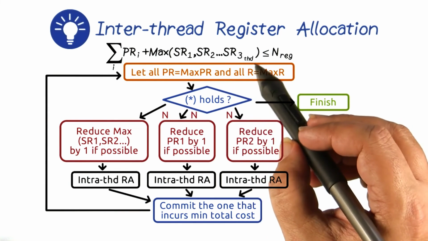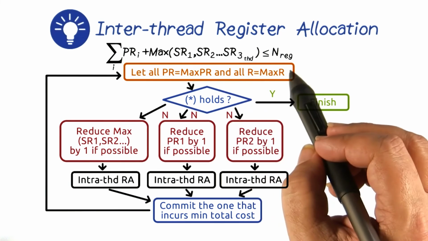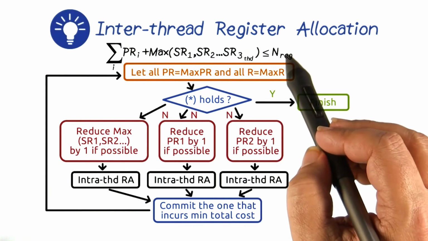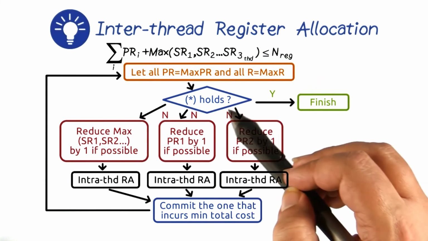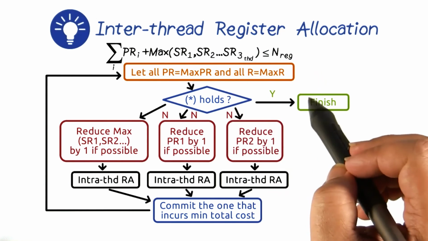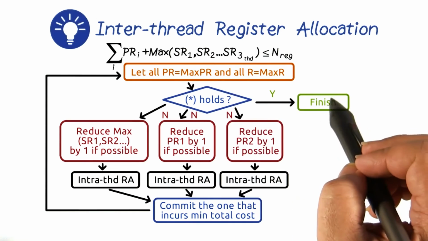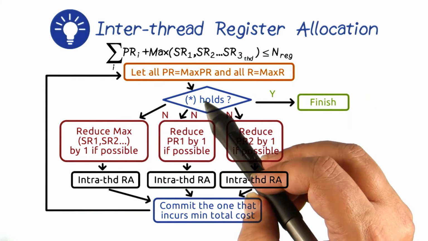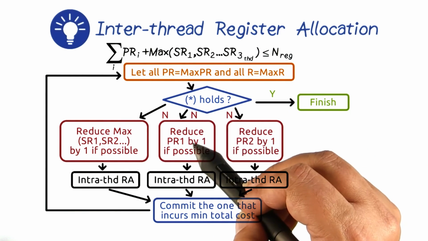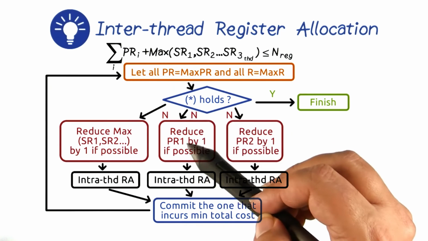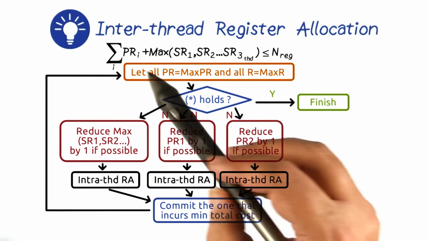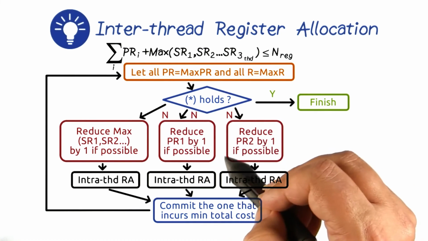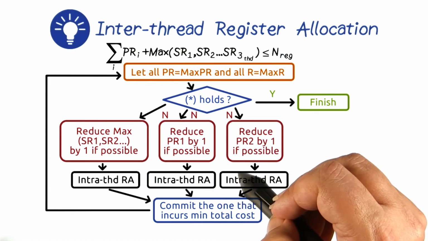So we start with the maximum number of private registers and then that of shared registers, and then we calculate this particular entity. Does this particular entity hold? If it automatically meets the maximum demand, we'll finish and terminate. If not, we'll go in multiple directions here. So first we'll try to do the reduction on the private registers by 1, because again if we reduce it by 1 for even one thread, this directly gets impacted. So we'll try these different combinations for different threads by invoking their intra-thread register allocators.